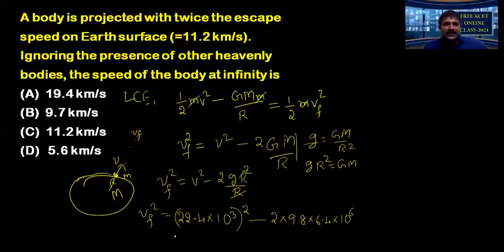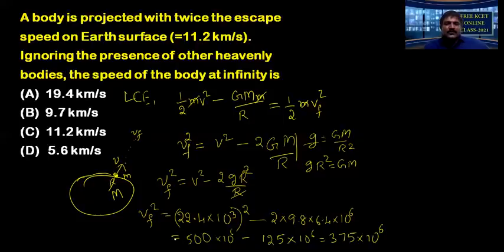Now simplification, rough calculation we can do. 22 square is 484. Slightly more than 22.4 means 484. How much it is? Roughly it is 500. 500 into 10 power 6 minus. Now here 2 into 9.8 is around 19 into 6.4. It is around 20 into 6.4. 20 into 6, 120. More than 0.4 more now, so it becomes 125, approximate or rough calculation, into 10 power 6. The difference is 375 into 10 power 6.